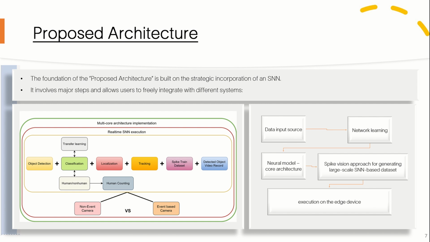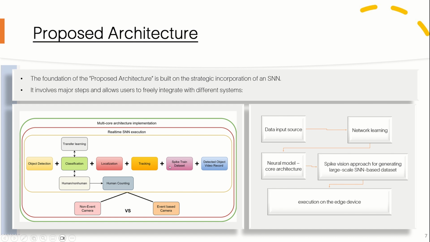So let's talk about the proposed architecture. The proposed architecture consists of a strategy incorporated in different stages. For example, we have object detection plus classification, which is done by transfer learning, and we are doing human detection plus human counting with an event-based camera and a non-event-based camera. Why we use the event-based camera, and why we did the algorithm implementation with the non-event-based camera, we will discuss on further slides. We are doing localization, real-time tracking, and the most important, the spike train data set.